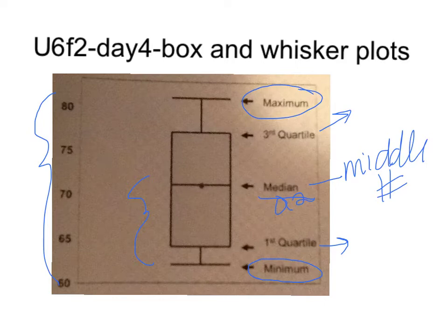Okay, so after you split them and you get a median, then you need to split this bottom half of the numbers, and that'll give you your first quartile. And then you split the top half, and that'll give you your third quartile. All right, so if you take your max minus your min, that, remember, will give you your range.